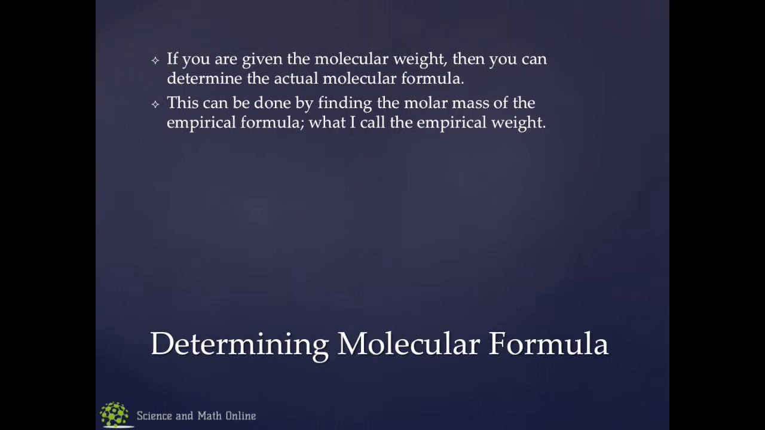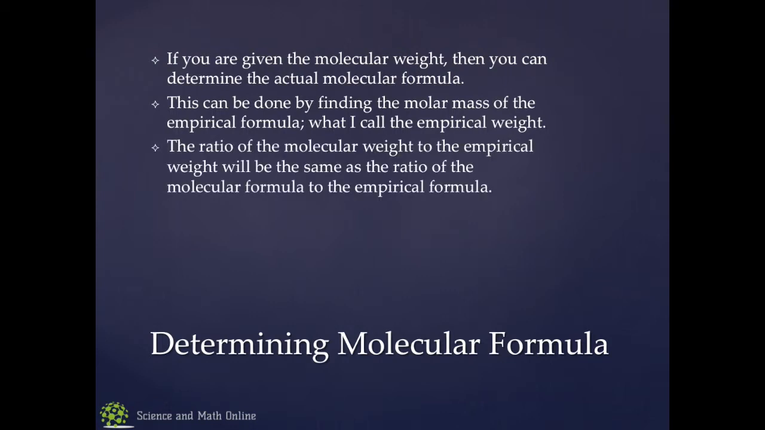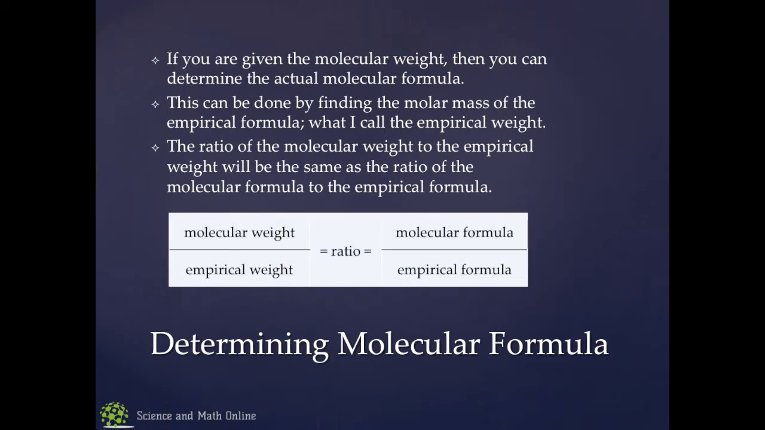So this is what we're going to do, we can find the molar mass of the empirical formula. This is what I call the empirical weight. You'll never see that written in any book that I've seen. I call it the empirical weight because we're going to relate it to the molecular weight. So the ratio between the two weights will give us the ratio between the two formulas. That makes sense. If something is 5 times heavier, then the formula should be 5 times bigger. Okay, so it works pretty simple. Whatever that ratio is, I'm going to use it to find the formula.